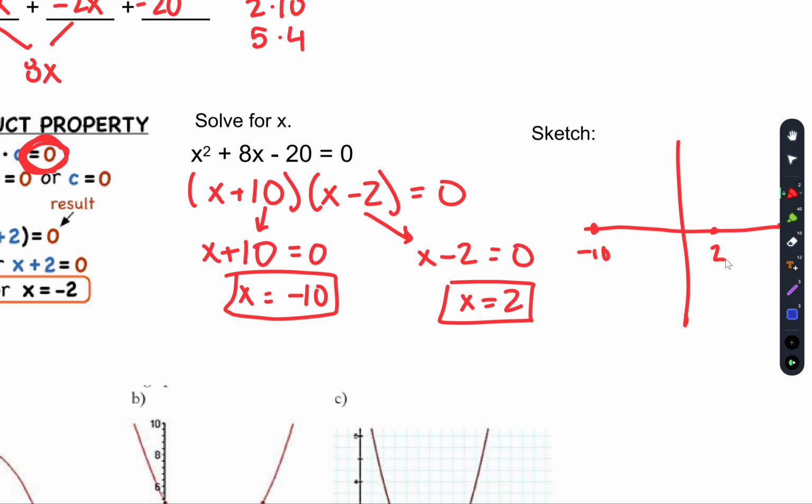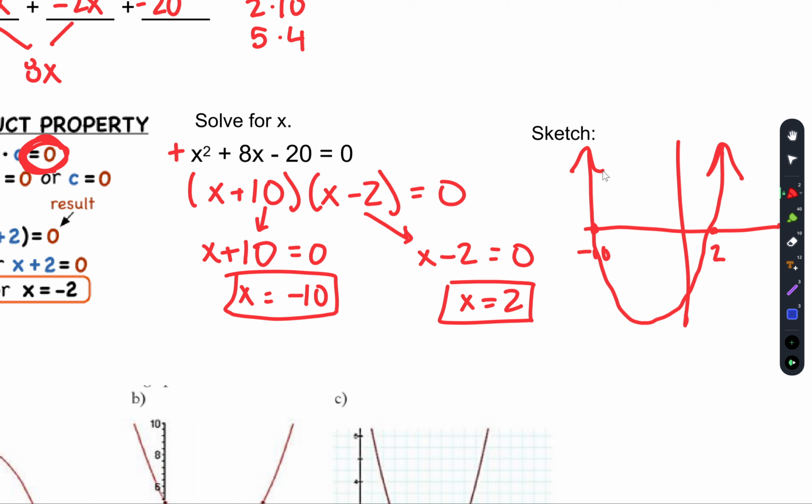And then, do we know how a parabola opens? Is it going to open up or down? Any ideas? This parabola is going to open up because my first term is positive. So that means it's going to open this way. And that's all we need for a sketch, is to sketch our solutions and make sure our parabola is opening the right way. Questions there?